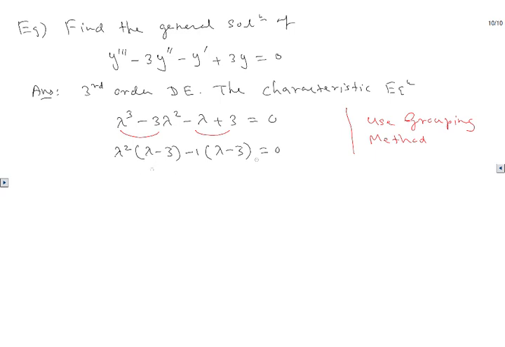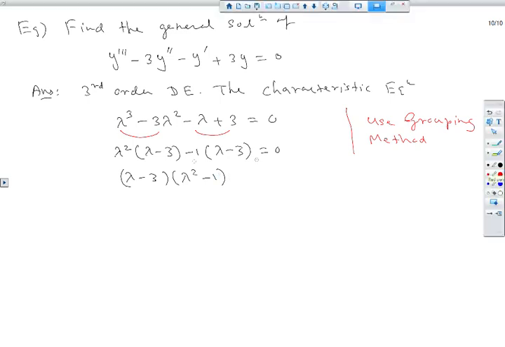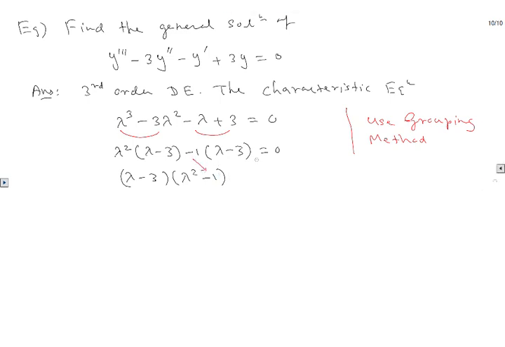Now we can write the common term first. The common term is lambda minus 3, and the rest is lambda squared minus 1. The minus 1 is coming from here. Now you set this equal to 0, and it's very easy to find the factors. This one gives you lambda equals 3, and this one gives you lambda equals plus or minus 1. So those are the three roots. That means they are all different. Then we can write the general solution.